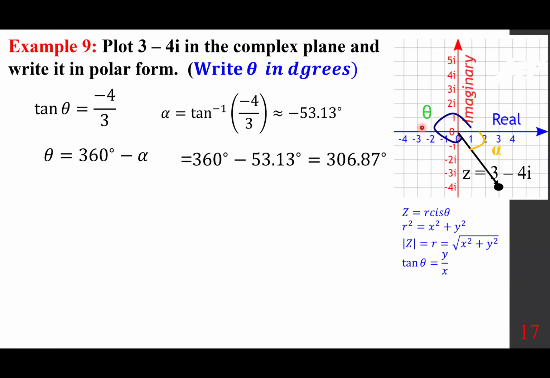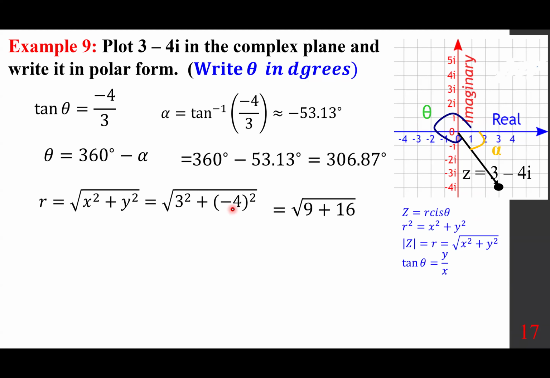R is x squared plus y squared under the radical. This is r squared. And we get 9 here, 16 here. They add up to 25. Comes out as 5. So r is 5. And z is x plus yi or r cis theta. So 3 minus 4i is r, which is 5 cis 306.87.